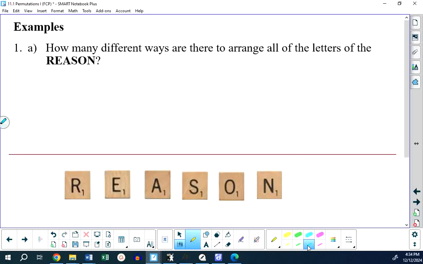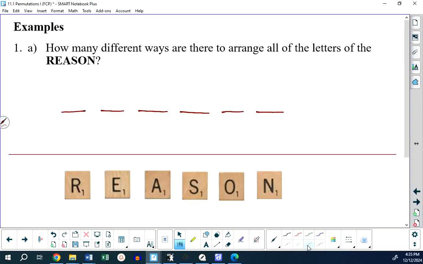Example 1. How many different ways are there to arrange all of the letters of the word reason? So the word reason has 2, 4, 6 letters in it. And what we're going to do is draw 6 blanks. And we're going to say to ourselves that unlike Bobby Bear, who had 2 decisions to make, he had to decide on a pair of pants and decide on a shirt, unlike the person at the ice cream stand who has 3 decisions to make, what type of cone, what type of ice cream, what flavor of sprinkle, we have 6 decisions to make.